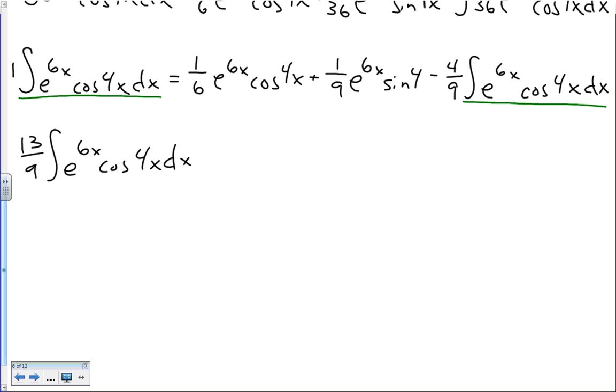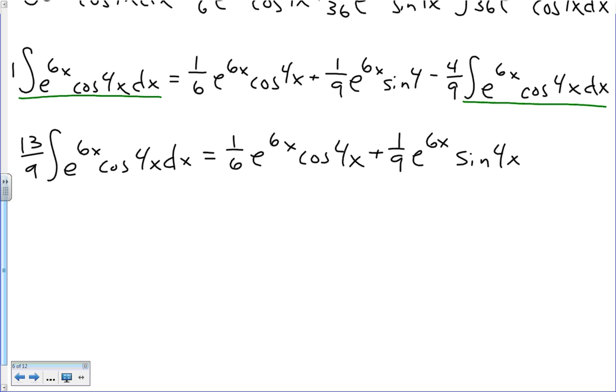I add those together. And now on the right side, I have the 1/6 e to the 6x cosine of 4x plus a 1/9 e to the 6x times the sine of, oops, that looks like I've left off an x up there. It should be a sine of 4x. And of course, the integral that was at the end, I've moved already over to the left side. And now, to solve for my integral, again, I'm looking for what this integral right here is equal to. All I got to do is get rid of the constant, that coefficient out front. So multiply through by 9/13.